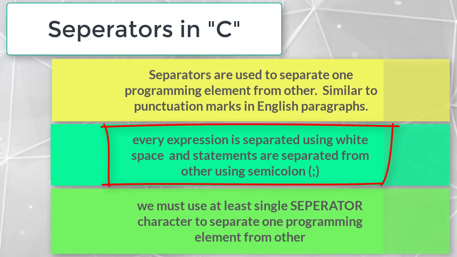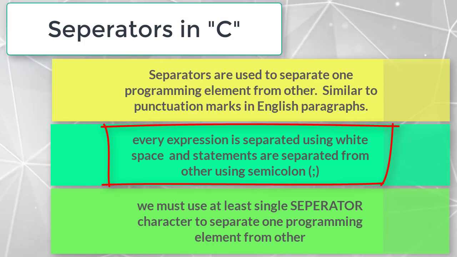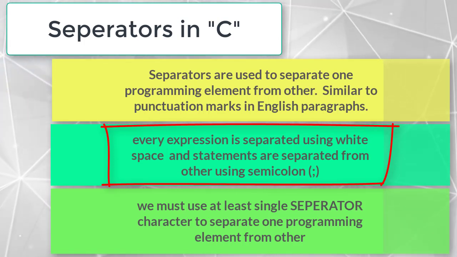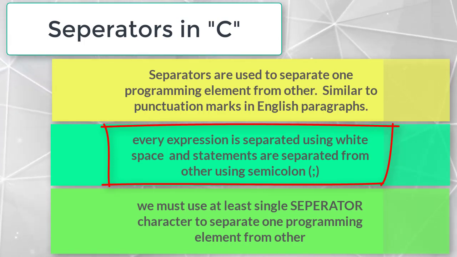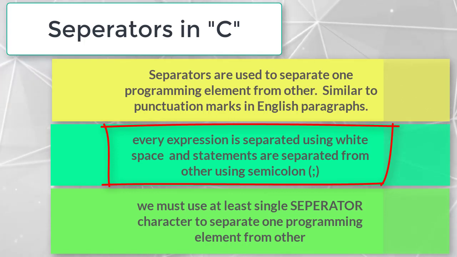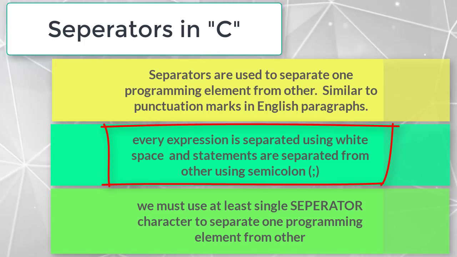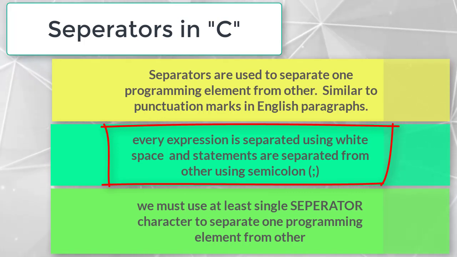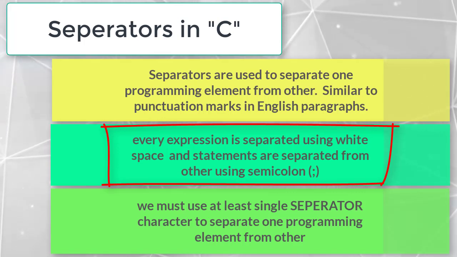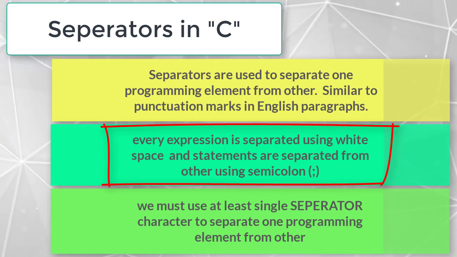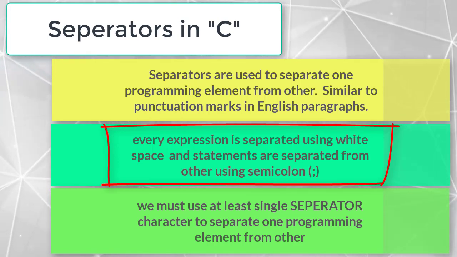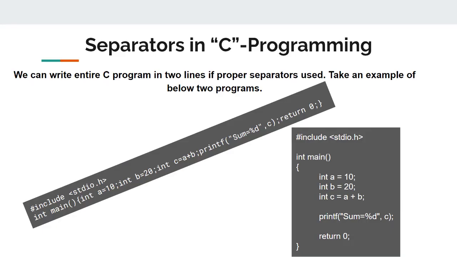Semicolon is used as an indicator of the end of a statement, like a full stop in the English language. In the C programming language, the semicolon is used as a separator that marks the end of a line or the end of that statement. We can write a C program in 2 lines if proper separators are used. Take an example.